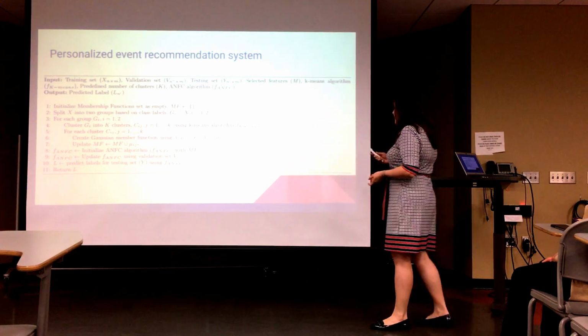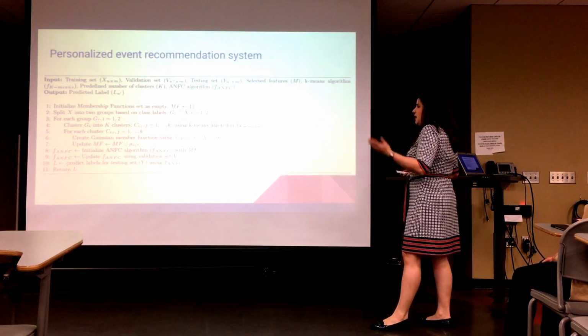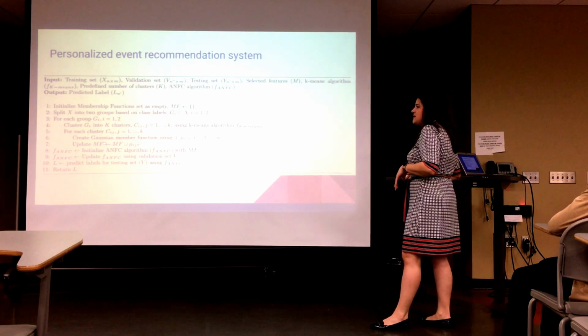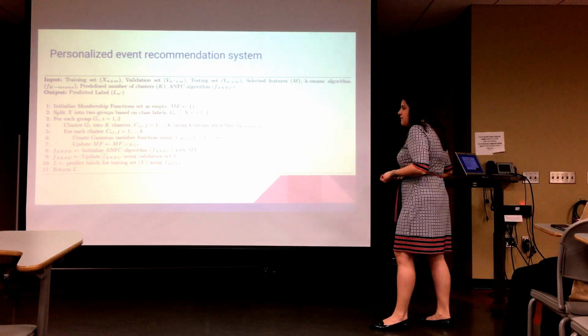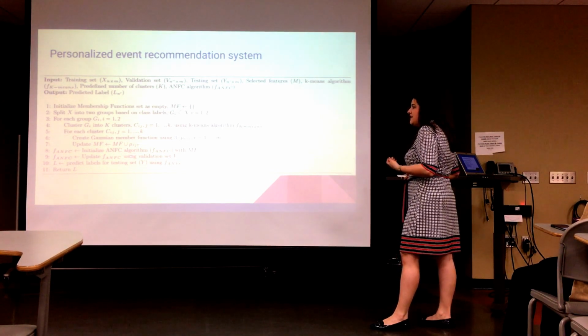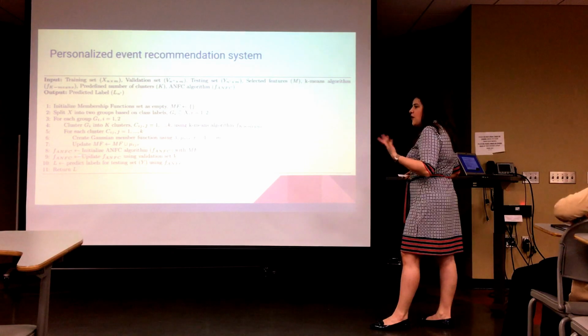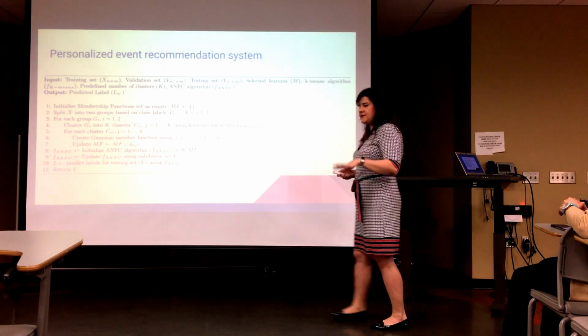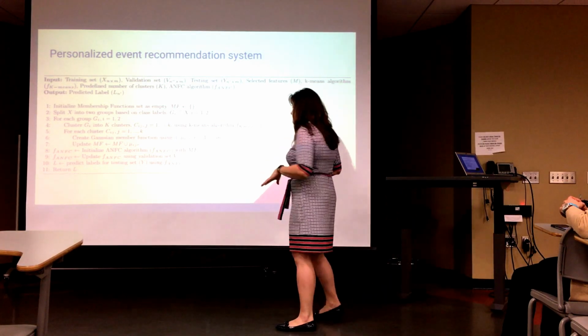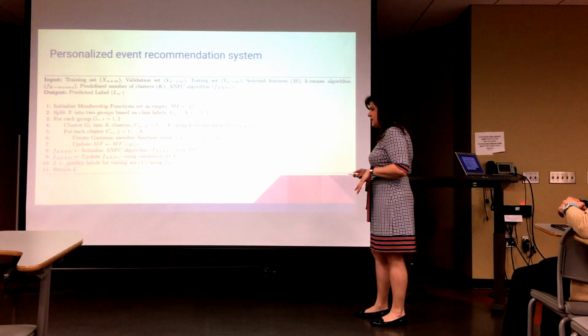We use that loop for both of those classes, interested and not interested, and we updated the membership functions. Using these membership functions, we initialize our adaptive neuro fuzzy classifier, and then we use the validation set to update the parameters for our classifier. And finally, after enough iterations, we have our adaptive neuro fuzzy classifier, and we predict the labels for the test set.